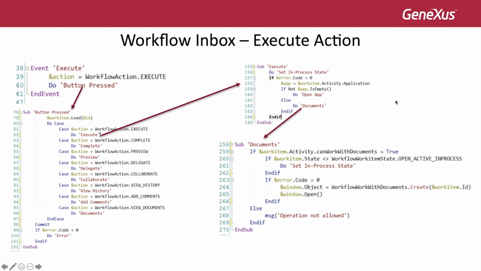So it will validate that the work item activity has the property can work with work items on true. If it has on true, then it will validate if the state of the work item is correct. In case it's correct, it will execute the work with document web panel to show the work with documents. If there is no can work with documents set up on the activity, it will do nothing because the activity has no application and cannot work with documents.